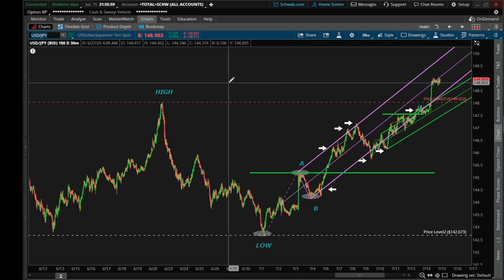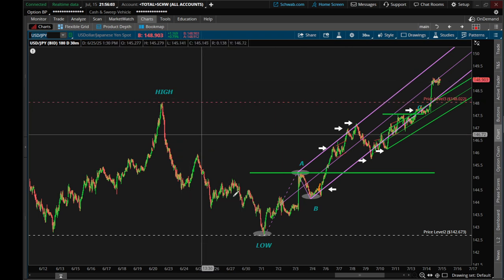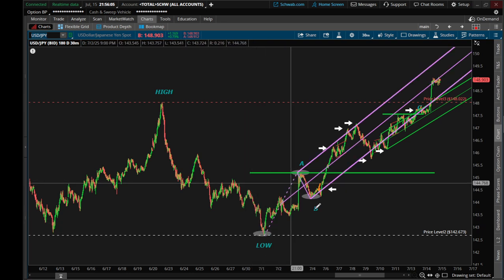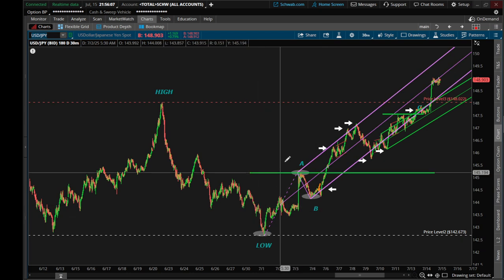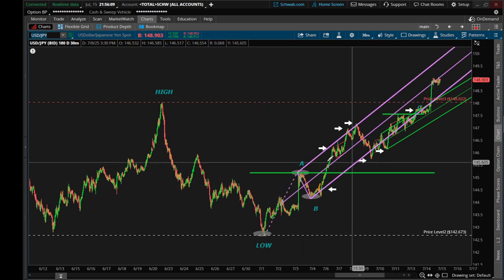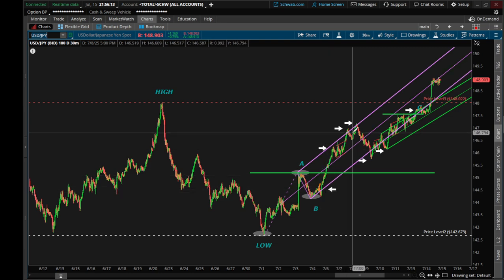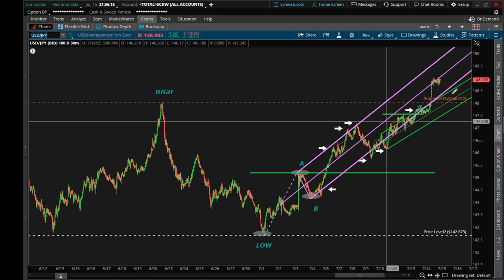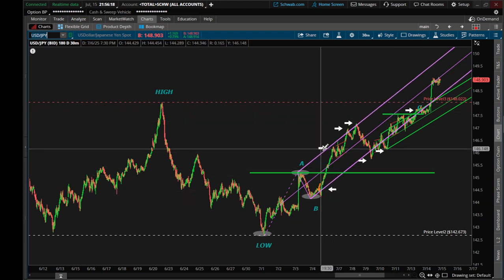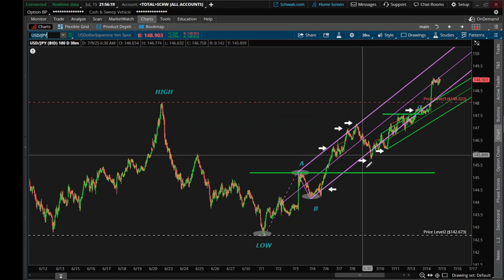Okay, so US dollar Japanese yen spot. We've got our high, our low, and our two swings to start off. Our A, B, looking for our C up. These arrows I had were entries and exits. We were always looking for long positions. Here's an entry, exit, exit, exit, entry, entry, exit.